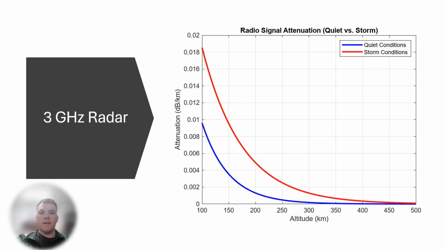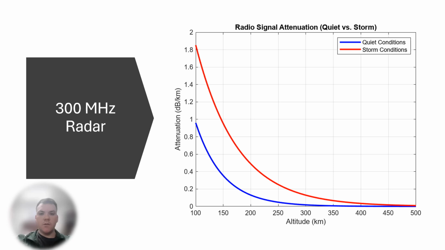Here we are now looking at a 3 gigahertz radar, comparing the same quiet and storm conditions. Immediately, we'll notice a general trend in the attenuation as it's increasing with a lower frequency. The attenuation is still roughly doubling compared to a quiet versus a storm condition.